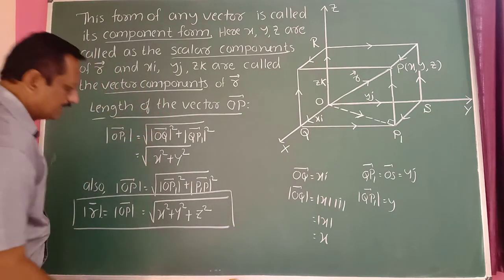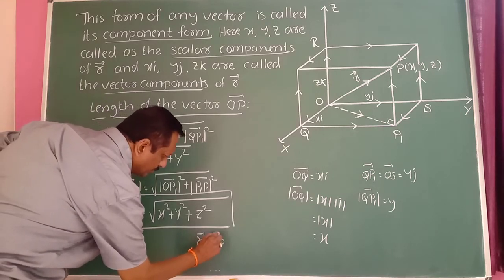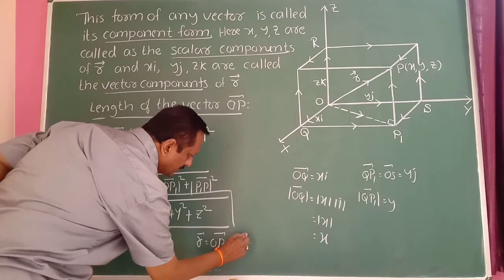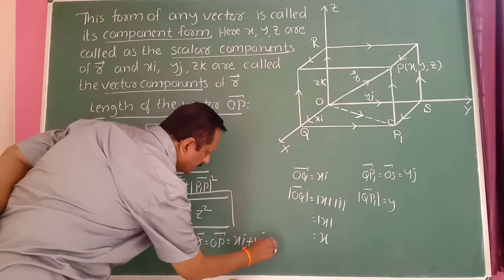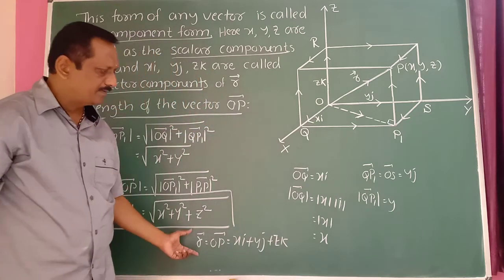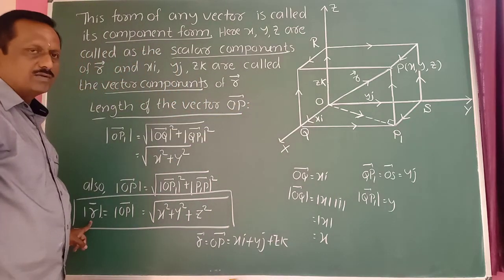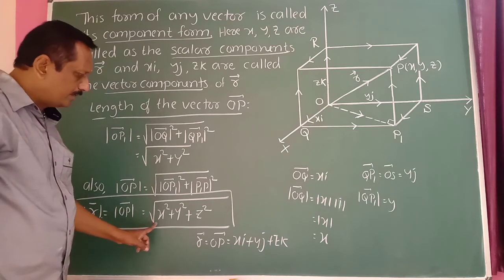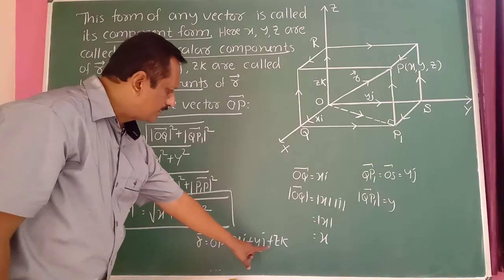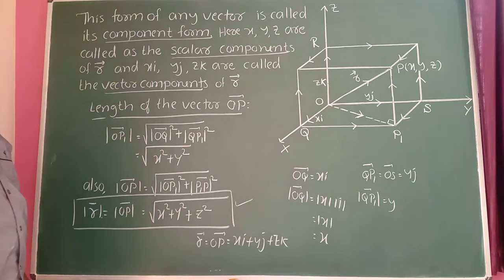Hence, here R bar is equal to OP bar. Its component form is xi plus yj plus zk. It is the component form of that vector OP. In that case, its length or modulus is given by root of x square plus y square plus z square. So this is a very important result.